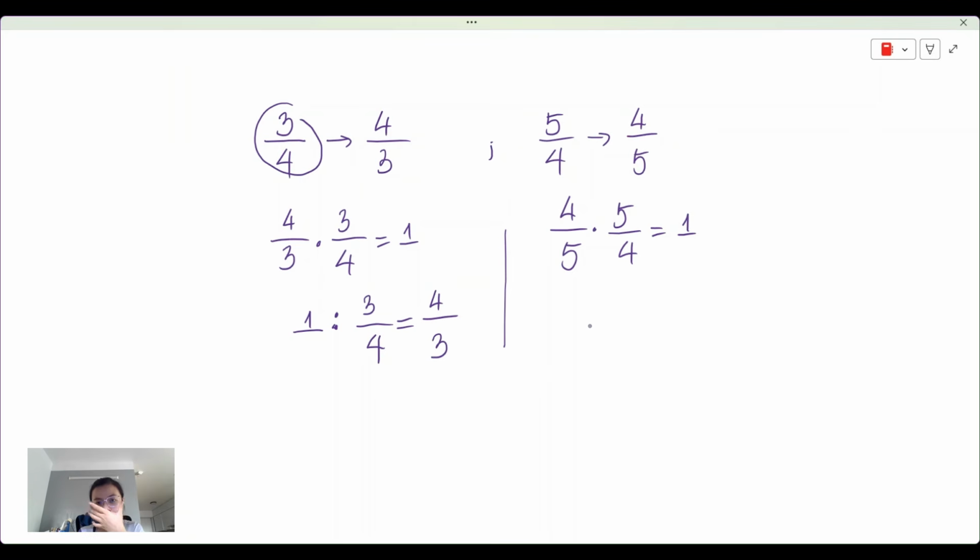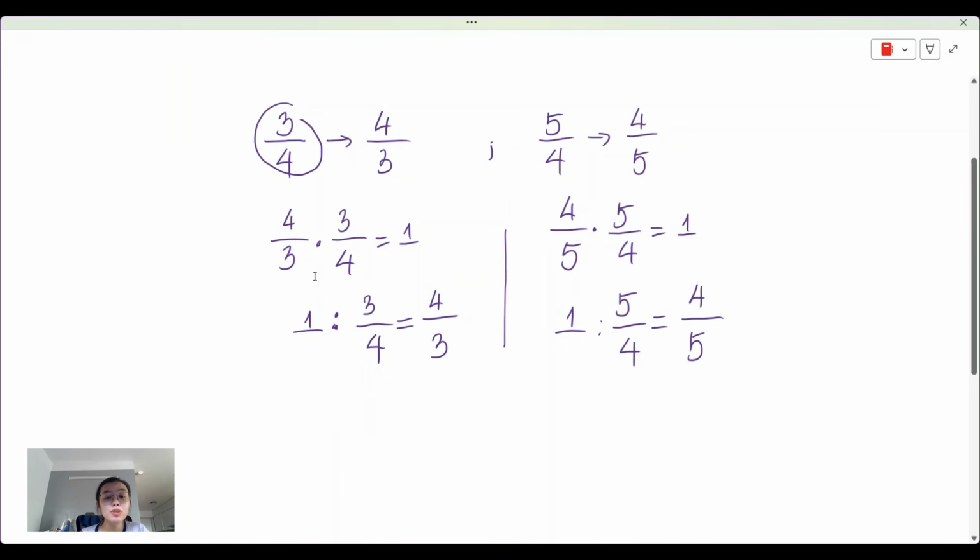Or in the second example, if you take 1 divided by 5/4, that's similar to the question, how many of 5/4 fit into 1? And look at the above equation. You will get the answer here is 4/5, and that's the reciprocal of 5/4.